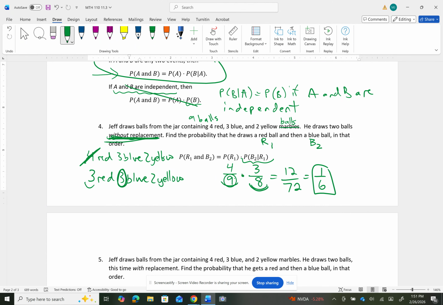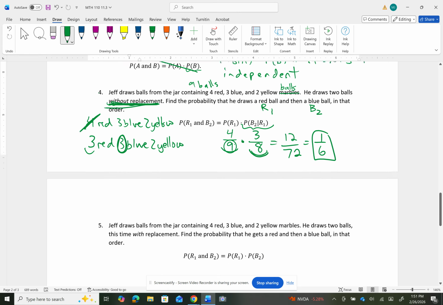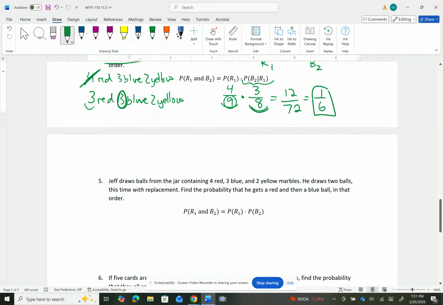All right, now this one is being done with replacement. So if that happens, it's like you're starting over again. What happens on the first draw doesn't matter because the ball is going back into the jar. All right, so let's think about that. Oops, I realized I used marbles in one spot and balls in the other. All right, so here we have the same situation. The only difference is we're going to do it with replacement.